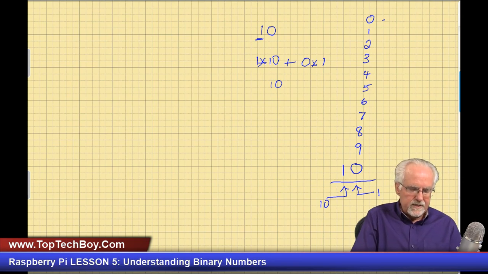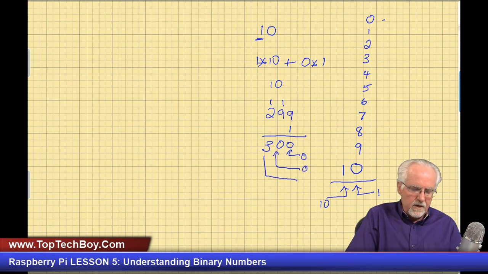So similarly, let's think about the number 299. We add 1, 9 plus 1 is what? 0, carry the 1, 9 plus 1 is what? 0, carry the 1, and 2 plus 1 is 3. All right. Now the 1's place is 0. The 10's place is 0. Now we have 100's place, and that is 3 times 100 is equal to 300.